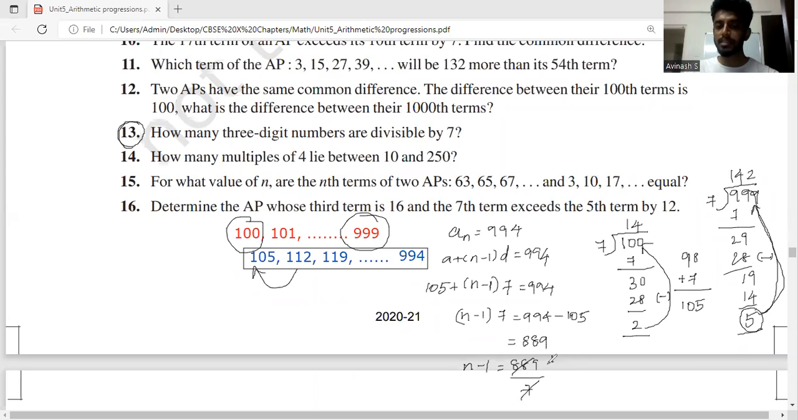7 1 times is 7, and then you have 18. 7 2 times is 14, and then you have 49. 7 7 times. So finally you are having n - 1 equals 127. So you'll be having n equals 128. So the final answer is 128 3-digit numbers are divisible by 7.